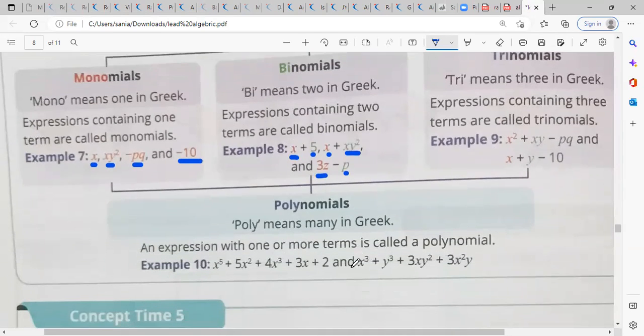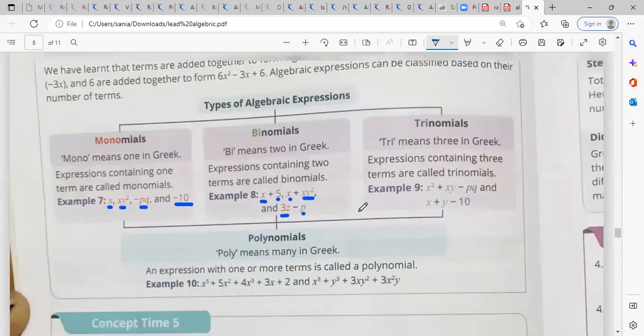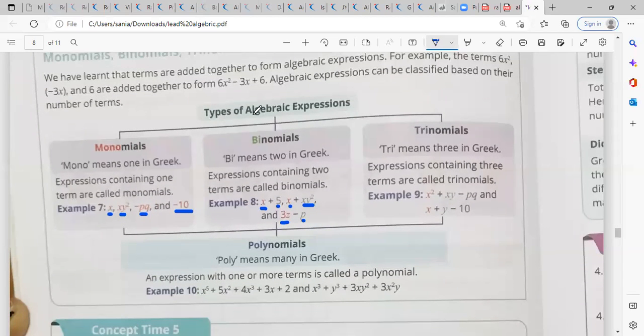And what are polynomials? If you are mixing terms, one or more terms, it is called polynomial. So over here, if there are more than three, it can be polynomial. It can be one or more than one. So they are polynomial. So first of all, you will write these types of algebraic expression, monomial, binomial, trinomials, and polynomial, in your notebook, and you will write a few examples.